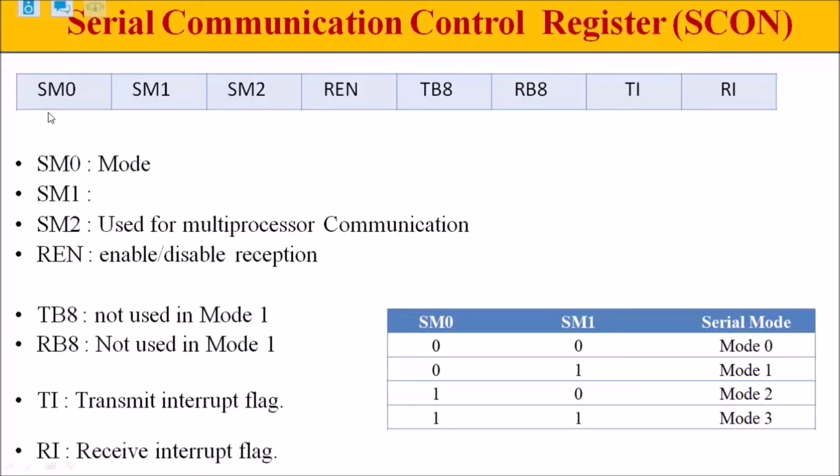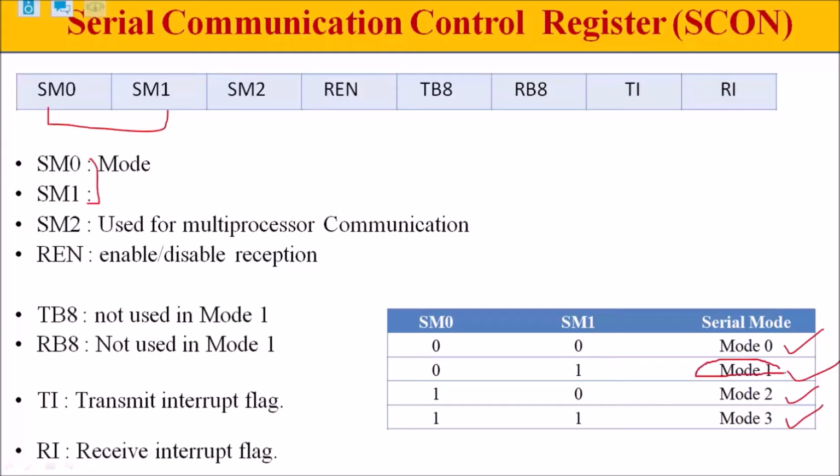So go through these bits of the SCON register, SM0, SM1. These bits are used to select the modes of serial communication. When both bits are 0, 0, mode 0 is used. 0, 1, mode 1 is used. 1, 0, mode 2 is used. And 1, 1 means mode 3 of serial communication is used.